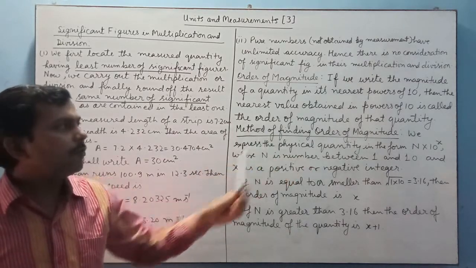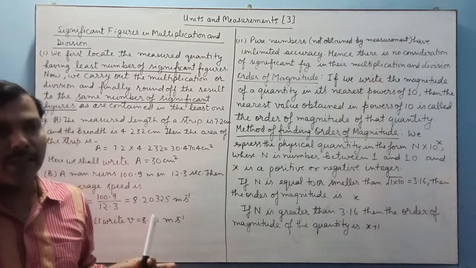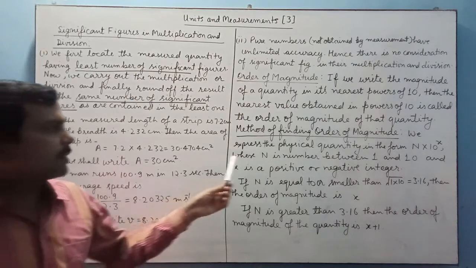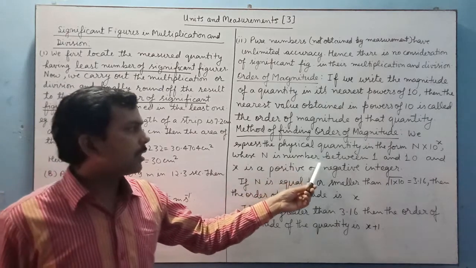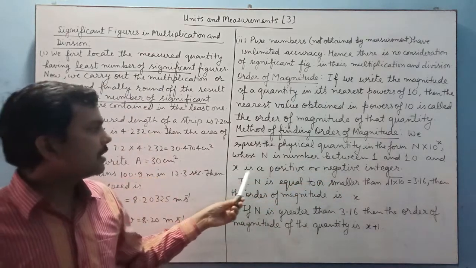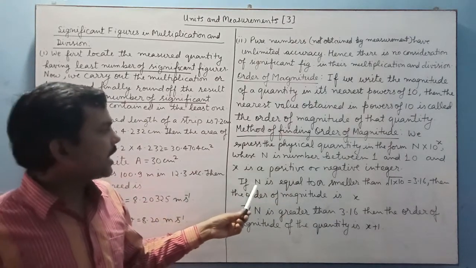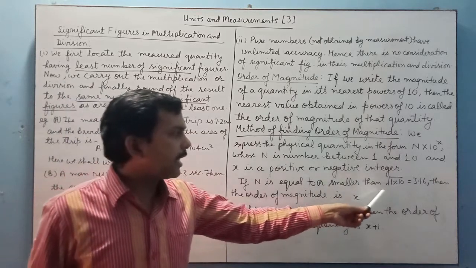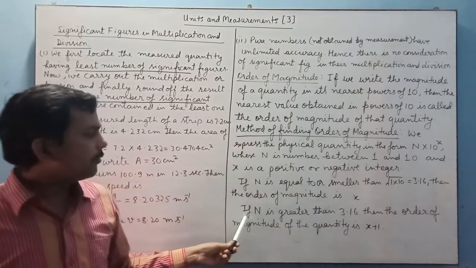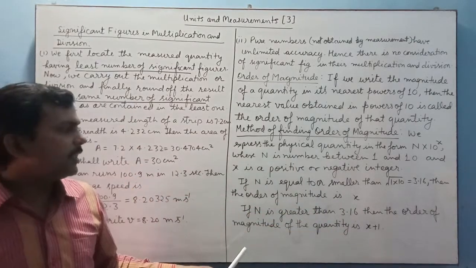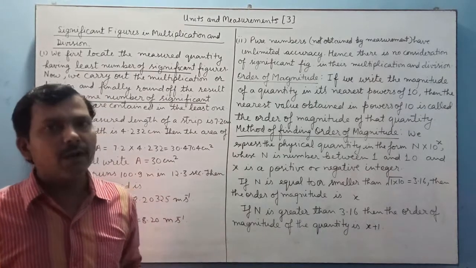Method of finding order of magnitude. To find the order of magnitude of a given physical quantity, we express the physical quantity in the form n into 10 to the power x, where n is a number between 1 and 10 and x is a positive or negative integer. If n is equal to or smaller than 3.16, then the order of magnitude is x. If n is greater than 3.16, then the order of magnitude of the physical quantity is x plus 1.